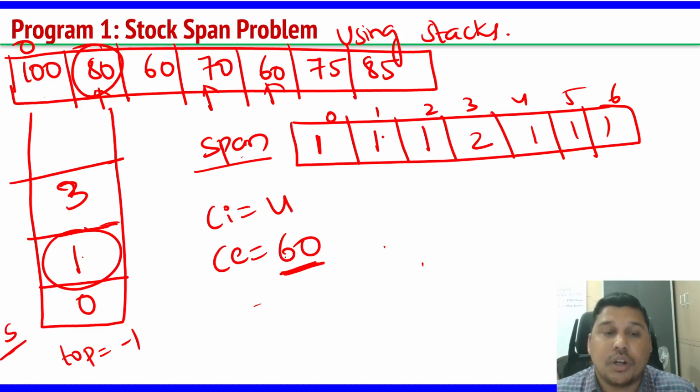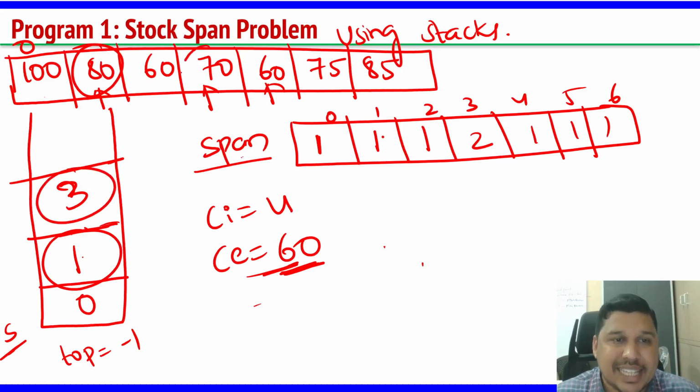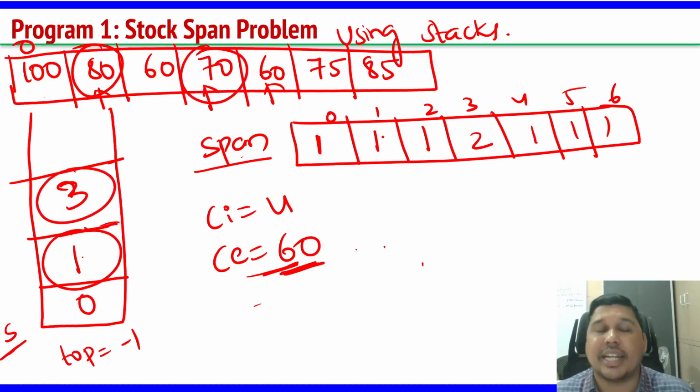Okay, now compare this 60 with the top of the stack index element. So what is the top of the stack? 3. A of 3 is 70. Compare that 60 with 70. Is it changing? No, 70 is greater than 60. So there is no change here. You insert the index 4 into this.